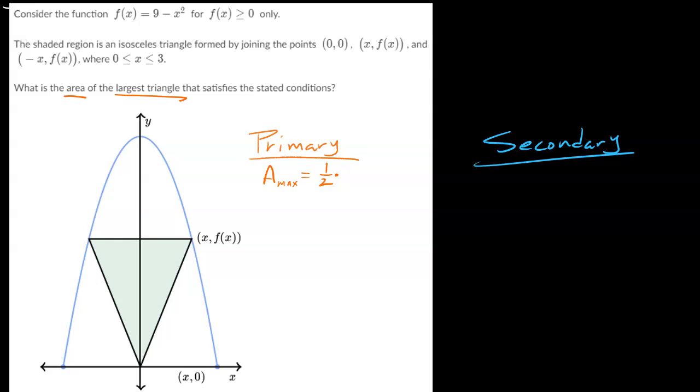This problem is on a coordinate axis. And over on the side, we have the point x, f of x. X would be how far it is from the y-axis over to the x point. So the base of my triangle is 2x. And then the height of my triangle would be this, which is f of x.